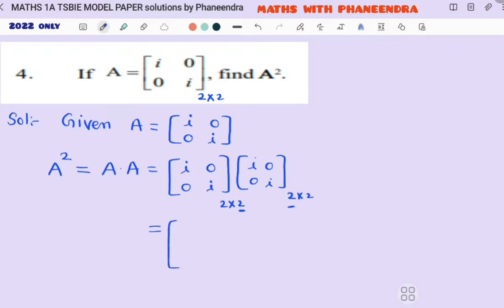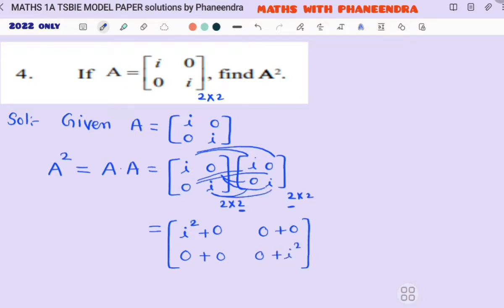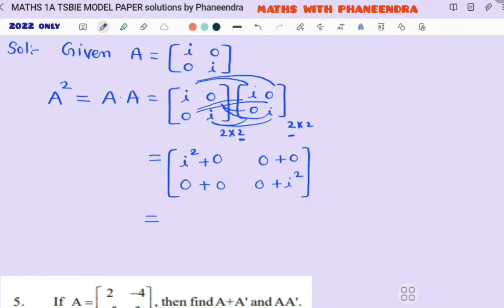So i into i is i square, plus 0 into 0 is 0. Next i into 0, 0. Next 0 into i, 0. Next i into 0, 0. i into 0, 0. Next 0 into 0, 0, i into i, i square. So which is equal to [i square, 0; 0, i square].